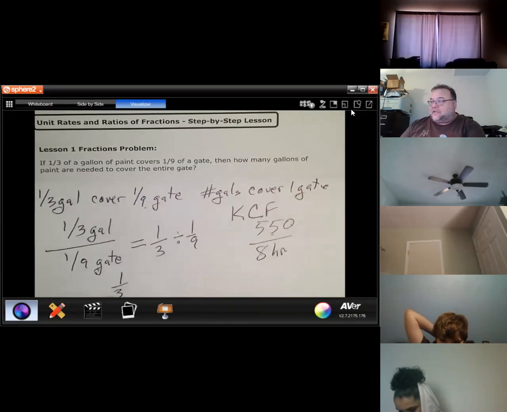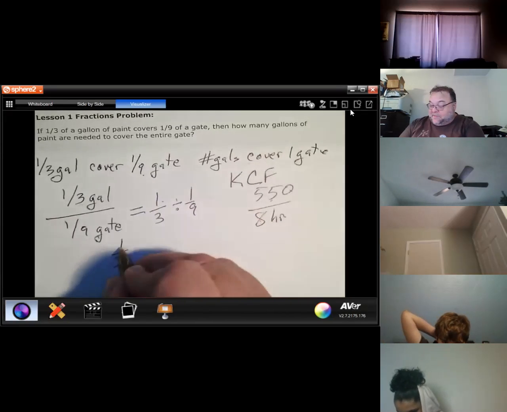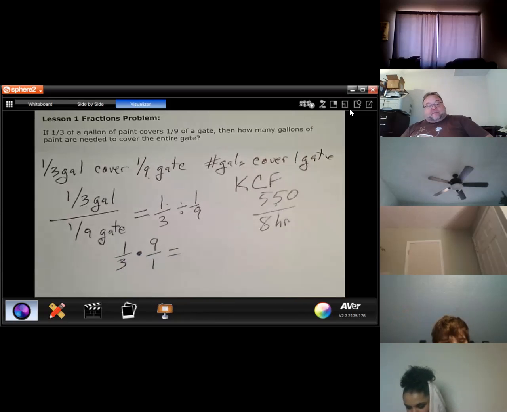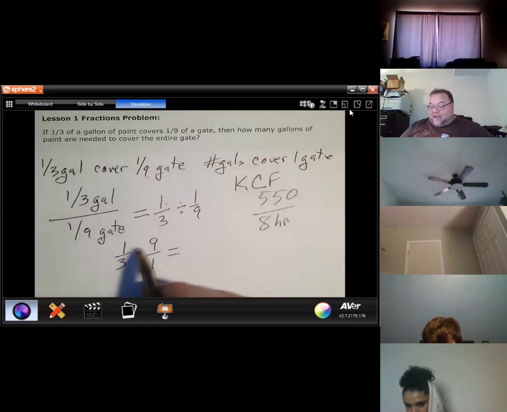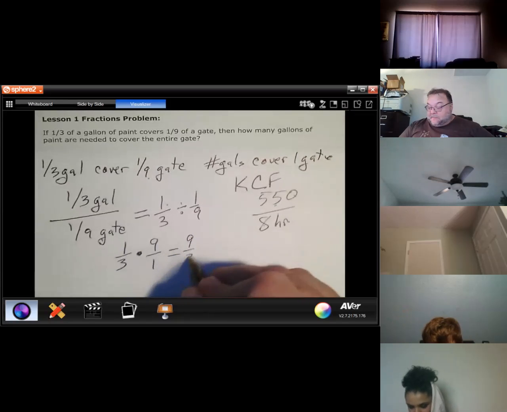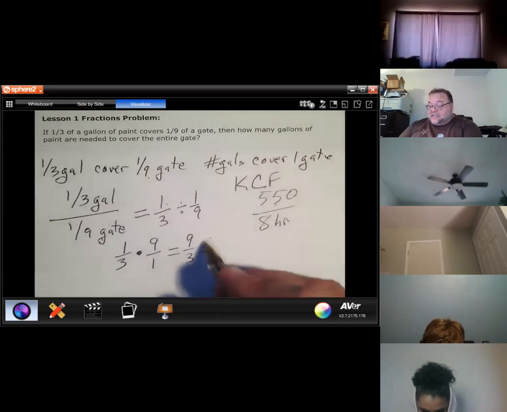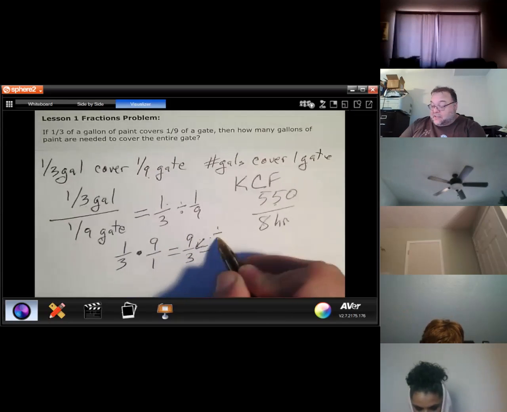So I'm going to write it down here for clarity. I keep the first one, I change the sign, and I flip the second fraction. So now I have 9/3. What does 9/3 equal? Six. No, that would be 9 minus 3. Carol Ann? 3. Yeah, because remember that the fraction bar means division.